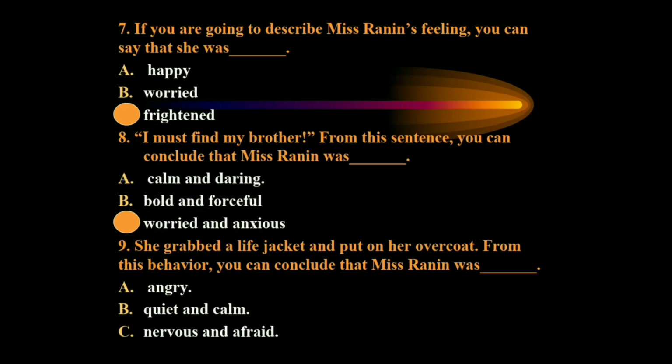And number 9, she grabbed a life jacket and put on her overcoat. From this behavior, you can conclude that Miss Renine was A, angry, B, quiet and calm, or C, nervous and afraid. Okay, so what's your answer? Yes, the correct answer is letter C, nervous and afraid.